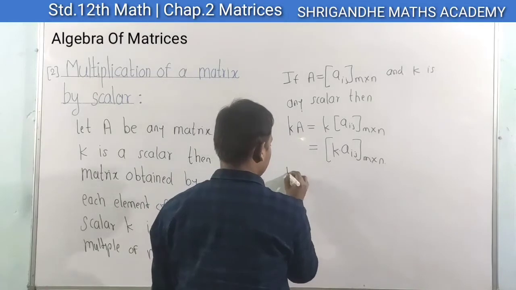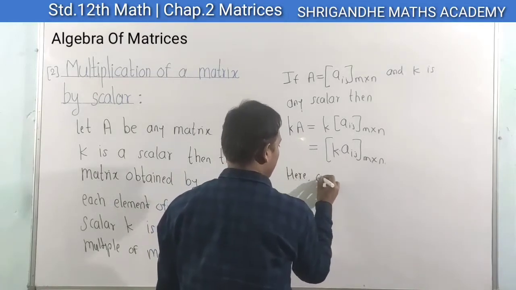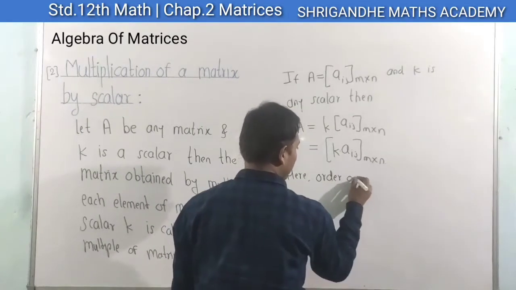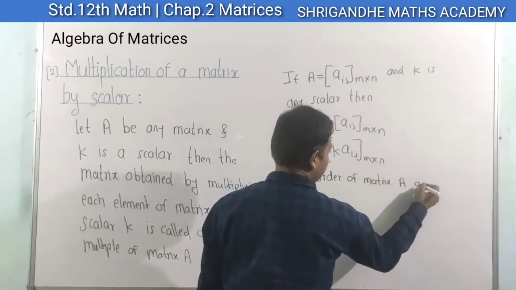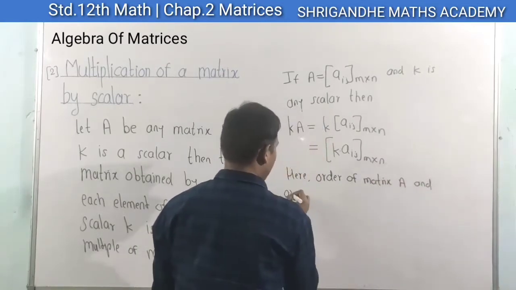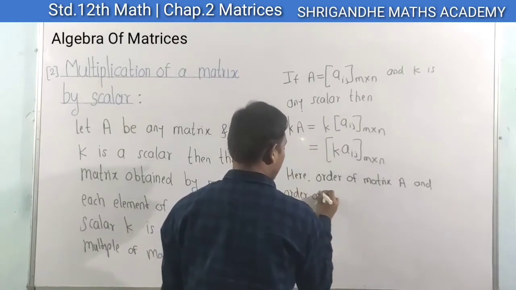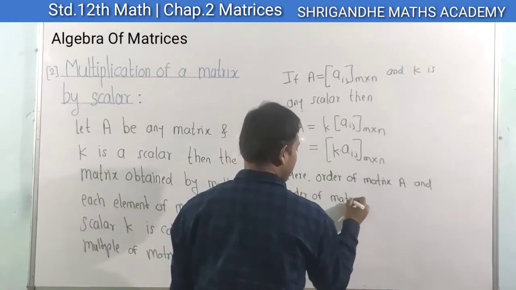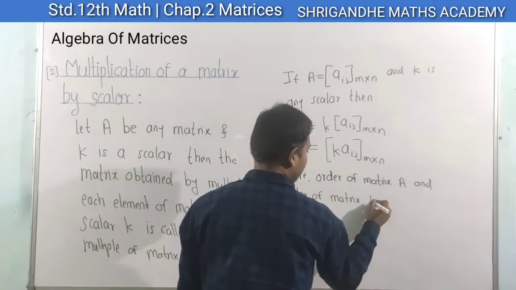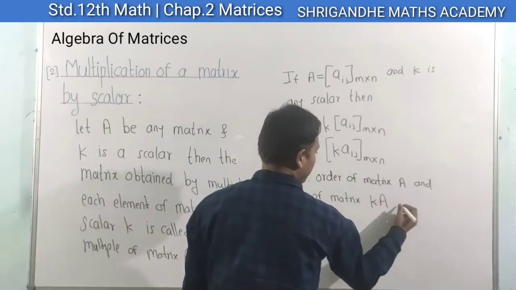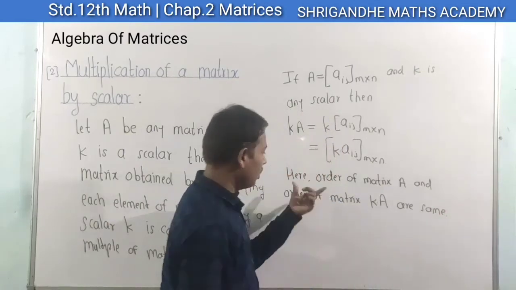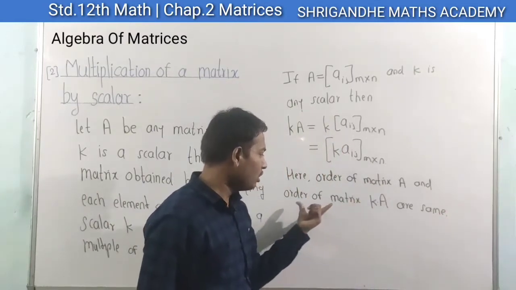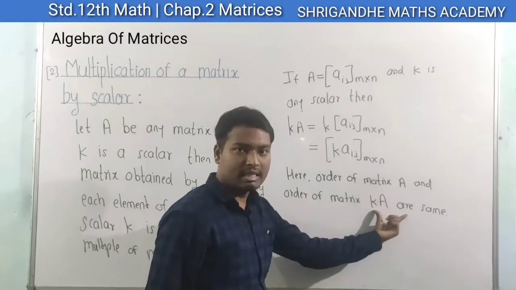Here we write: order of matrix A and order of matrix kA are same. Okay, order of matrix A and order of matrix kA are same.